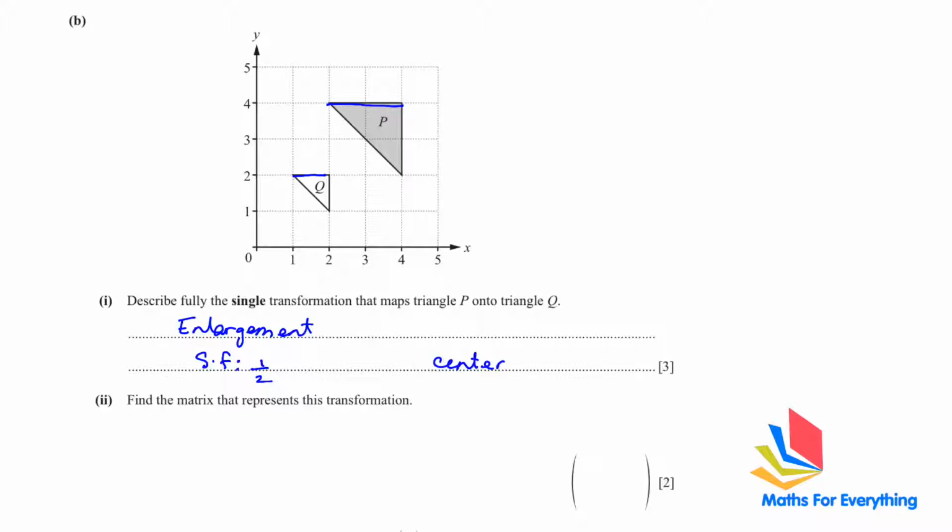To find the center, we are going to join the corresponding vertices and see where they meet. So this with this and this with this. As you can see, they meet at the point 0, 0. So that's your center. 0, 0. B2, find the matrix. Matrix has been removed from your syllabus, so we can ignore this question.